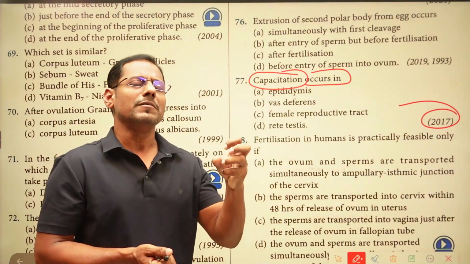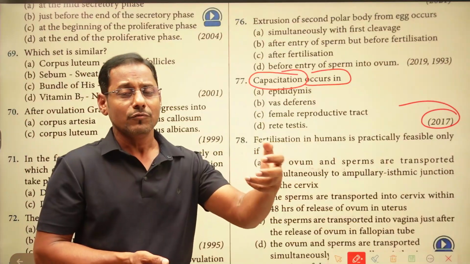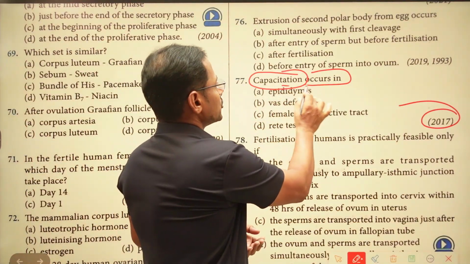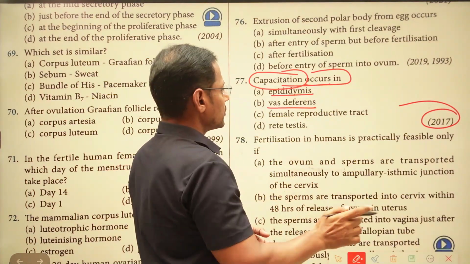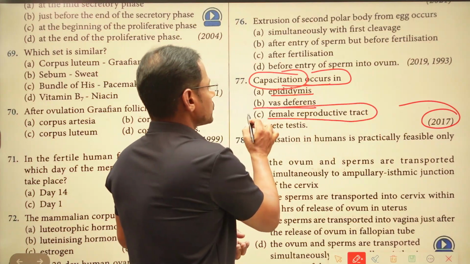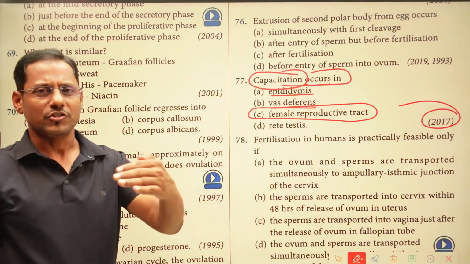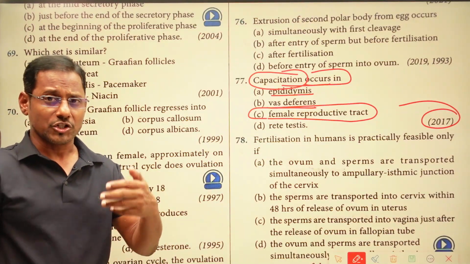So, then this sperm will become very active. The sperm becoming active is nothing but capacitation. See, this capacitation does not occur in the epididymis, not in the vas deferens, but in the female reproductive tract. In the female reproductive tract, it is going to secrete some kind of secretions. By these secretions only the capacitation takes place.